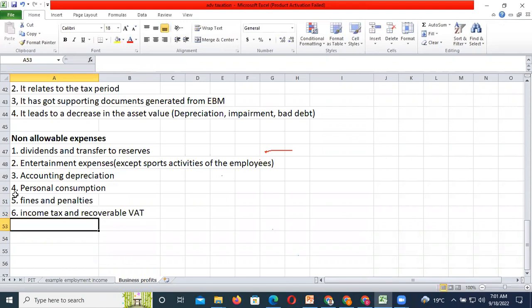Sorry, sir. Yes? On the question, when it says VAT without saying whether it is recoverable or irrecoverable, then you need to understand the transaction. If it is VAT only, then you are going to assume that that VAT is recoverable. Okay.